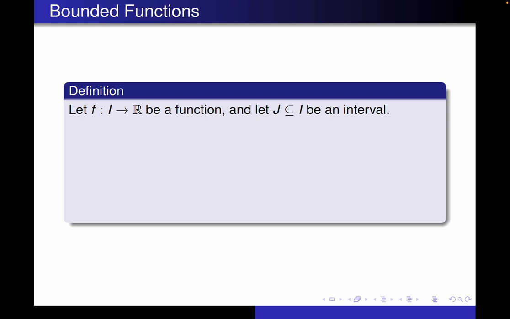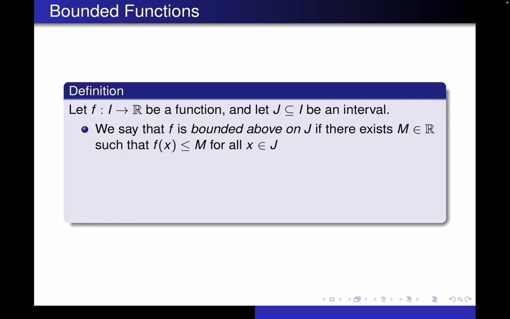So if you have a function from an interval I to the real numbers, and let J, a subset of I, be an interval, we say that f is bounded above on J if there exists some number M that is bigger than all the outputs for f. In other words, f of x is less than or equal to M for all x in J. Another way of saying that is that the image of J is a bounded above set.